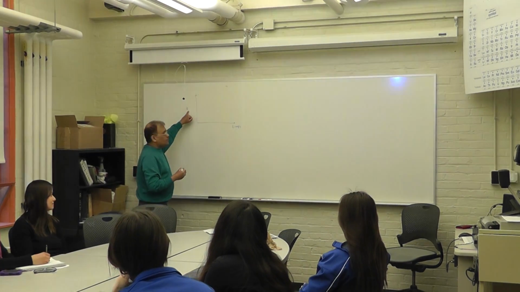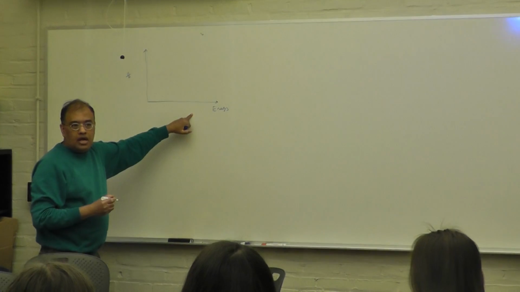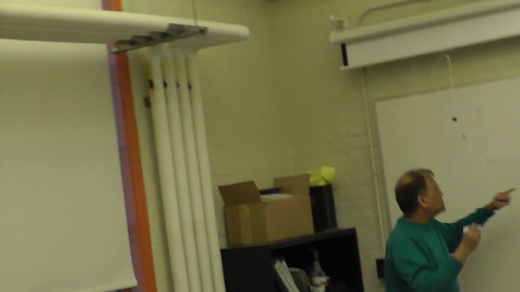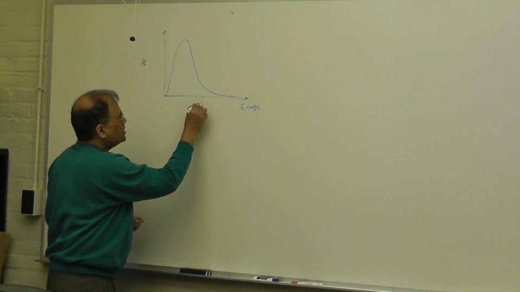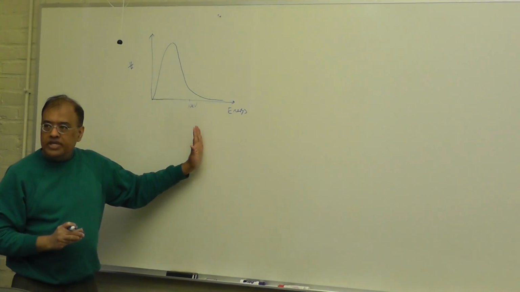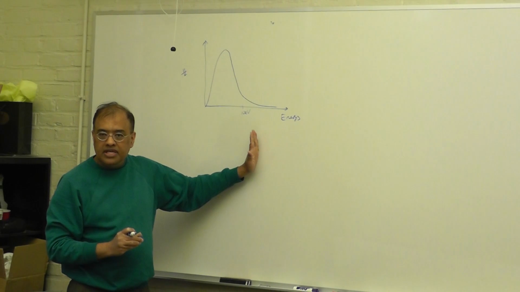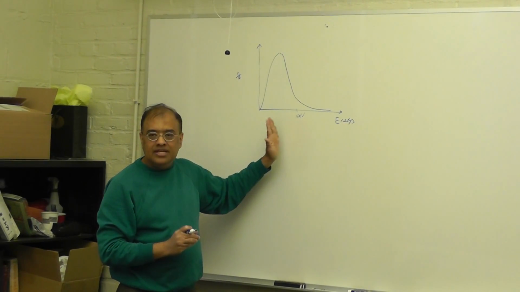So this is the number of electrons as a function of energy. This is the energy distribution of the secondary electrons. So what it's going to look like is something like this. And this energy here is about 10 eV. So most of the low energy electrons produced by the high energy radiation have an energy less than 10 eV.